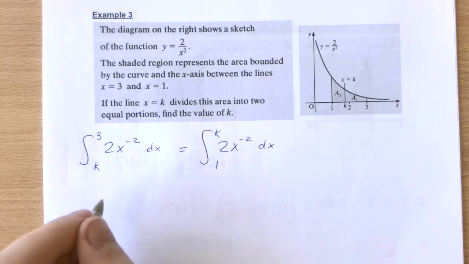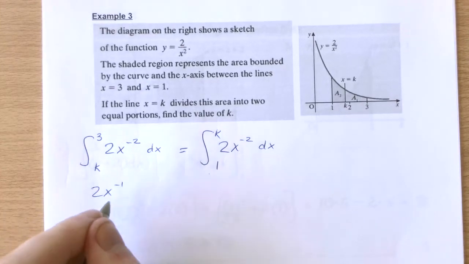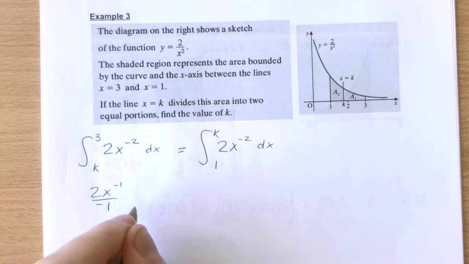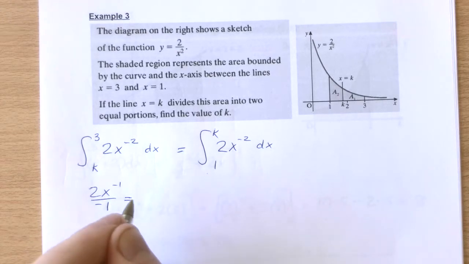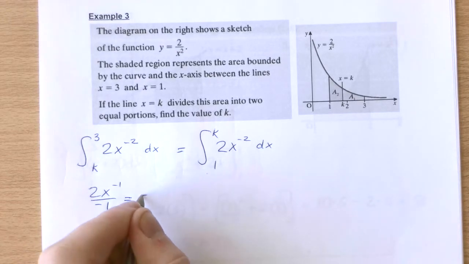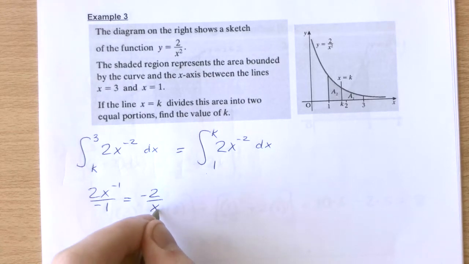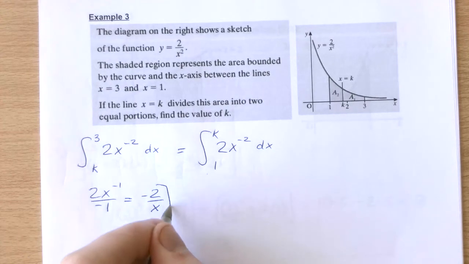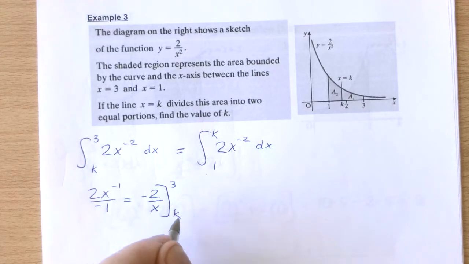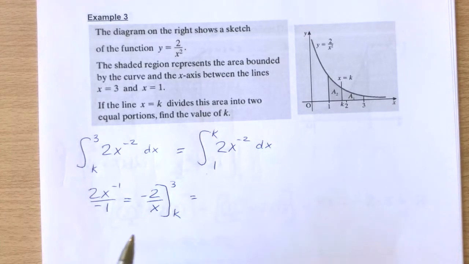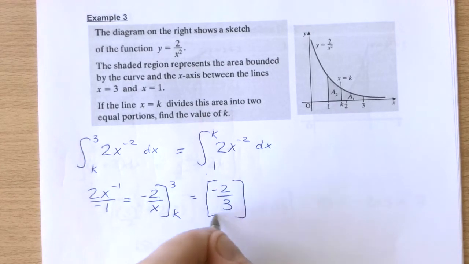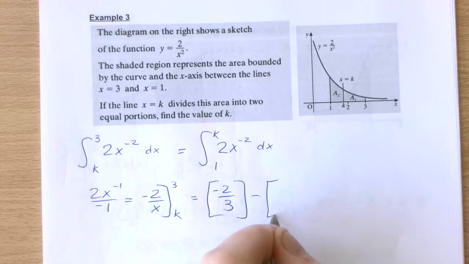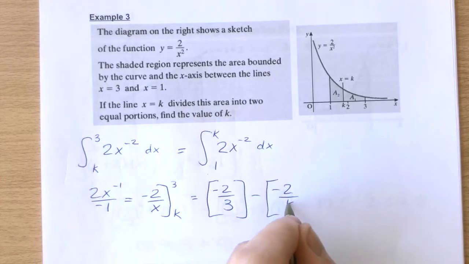Okay, so to find the integral of this one here, it's going to be 2x to the power of minus 1 over minus 1. Now it's up to ourselves if we want to simplify that a bit, we can. So that is equal to essentially minus 2 over x. And then this, you're finding the integral between 3 and k. And then we're going to do the same for the second one in a second. So it's minus 2 over 3 minus 2 over k.